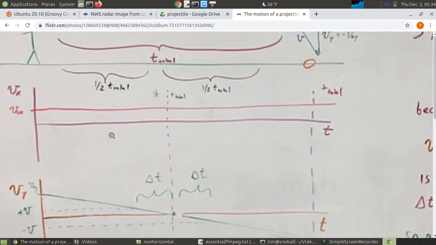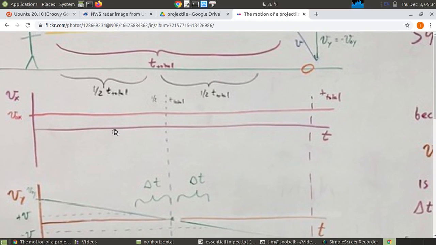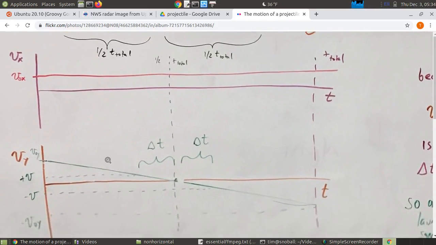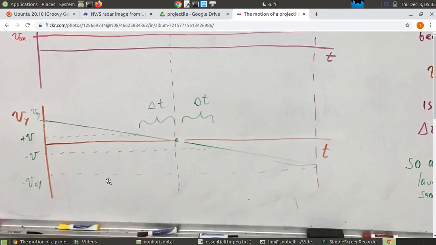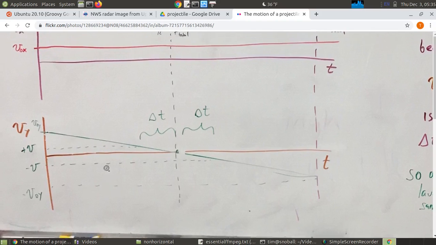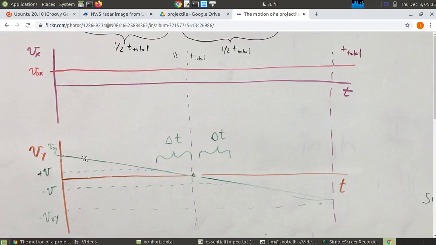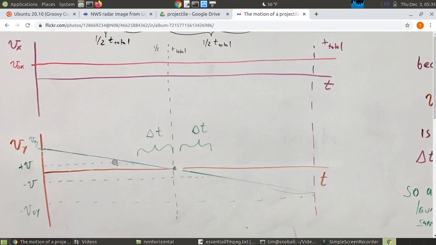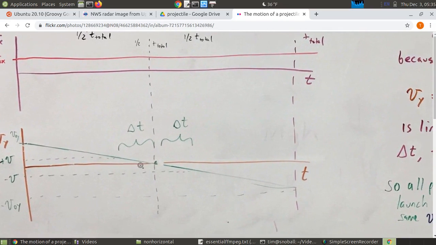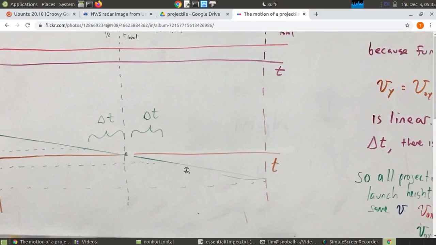It's important to remember that our horizontal velocity time graph is constant. We never see the horizontal velocity changing because there's no horizontal forces. The acceleration is 0. The vertical velocity time graph is linear. This is v equals v0 plus at, and there's a slope of negative 9.8. Because this is linear, the velocity on the way up decreases the same amount every time period. And then on the way back down, it increases by that exact same amount every time period.